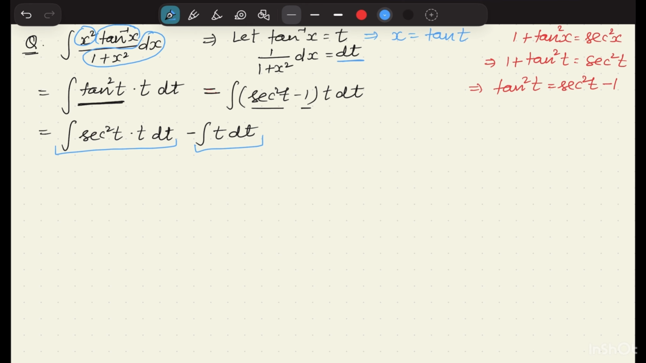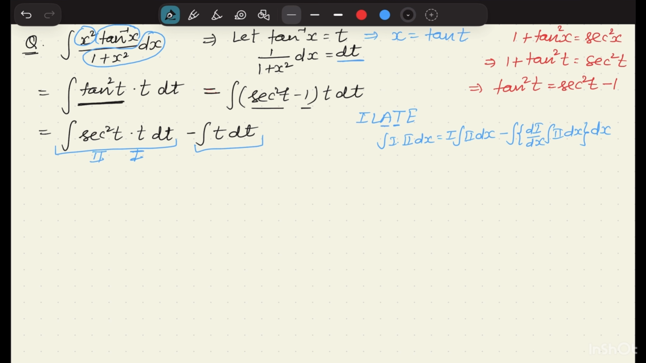Again we need to check which one is the first function and which one is the second function. So we will apply the formula ILATE. In ILATE, t is an algebraic function, so t is first, and sec square t is a trigonometric function, so it is the second function. Now again we recall the formula: integration of first into second dx is equal to first outside the integral and second inside the integral, minus the integral of the differentiation of the first function times the integration of the second function.